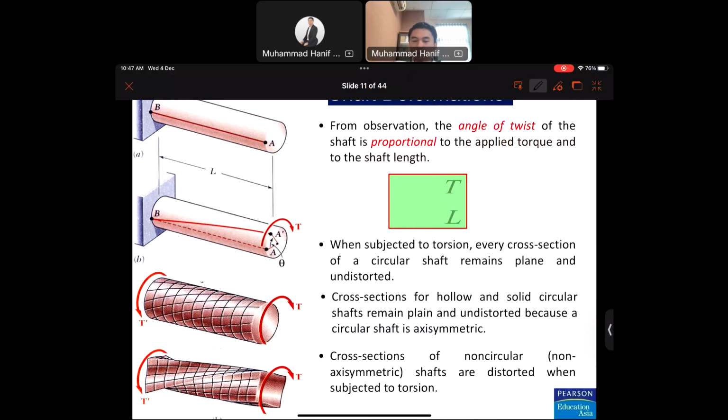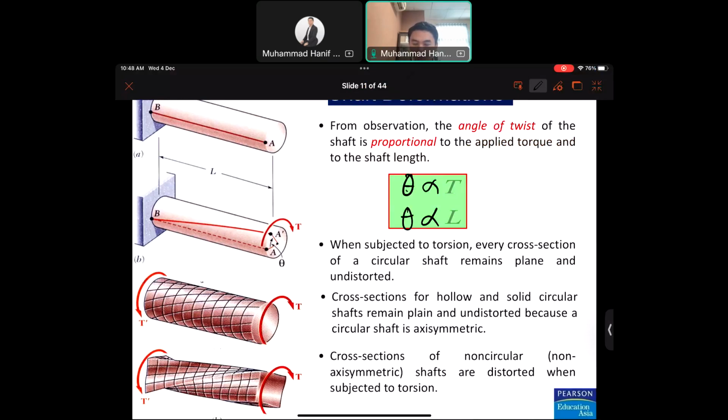So the angle of twist of the shaft is proportional to the applied torque. We do have this formula. The angle must be directly proportional to the torsion, so if torsion is high, the angle is high. The same goes for the length: if the angle is high, the deformation of length will be high as well.